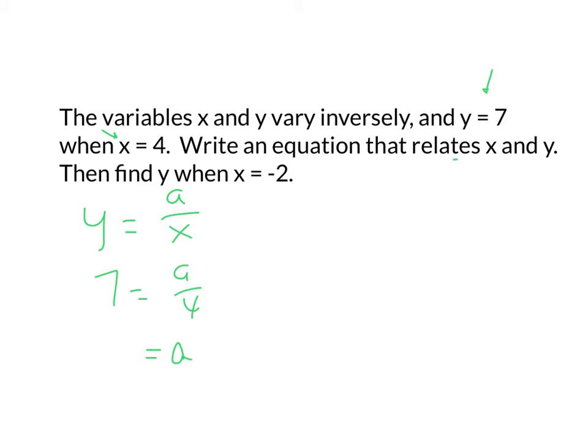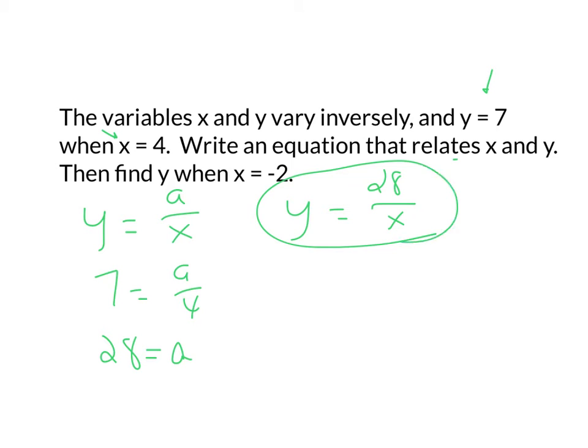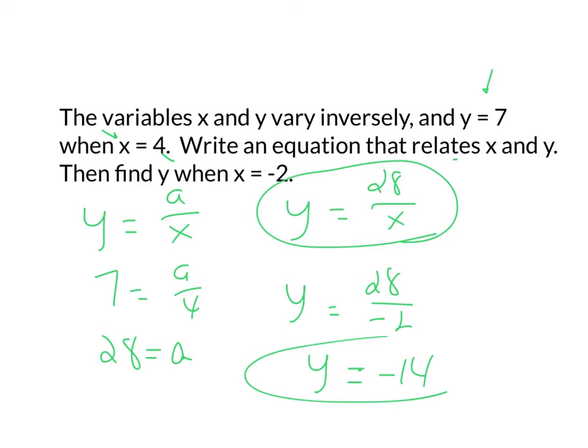So if I multiply both sides by 4, a is 28. So my equation that relates x and y would be y equals 28 divided by x. That is my inverse variation equation. Then it says find y when x is negative 2. So I'm just going to plug in negative 2 for my x, and y is going to be negative 14, because 28 divided by negative 2 is negative 14. This is the same stuff we did with direct variation, but I know it's been a really long time.